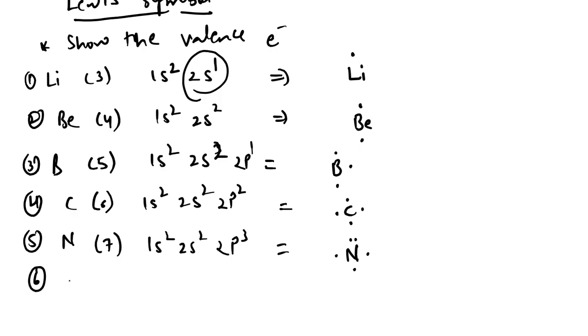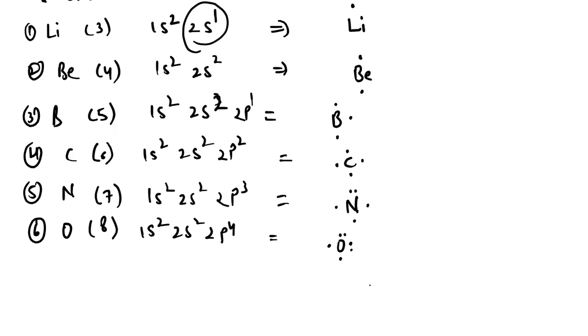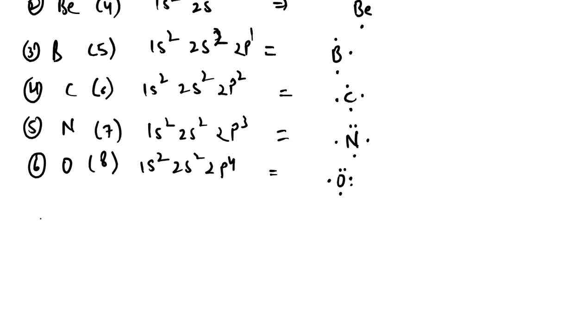Similarly, after nitrogen we have oxygen, which is represented as 1s2 2s2 2p4. So this is 1, 2, 3, 4, then 5 and then 6. Please make sure that you represent these dots like this only.